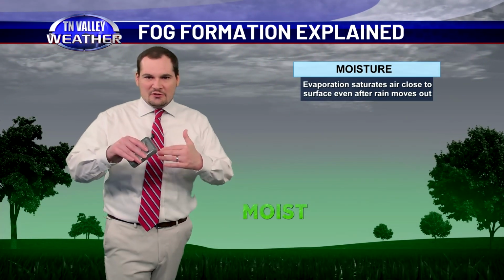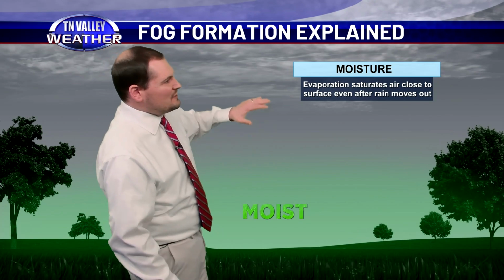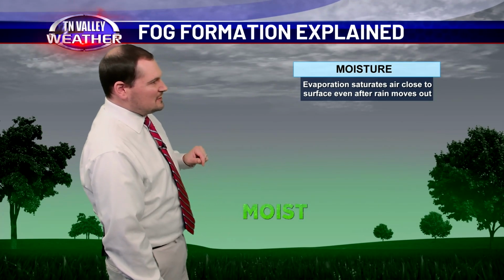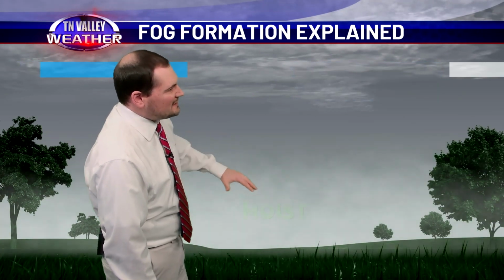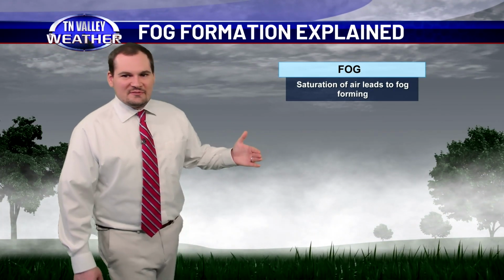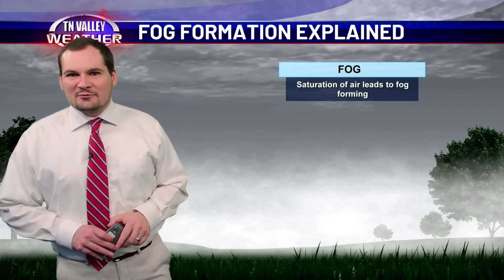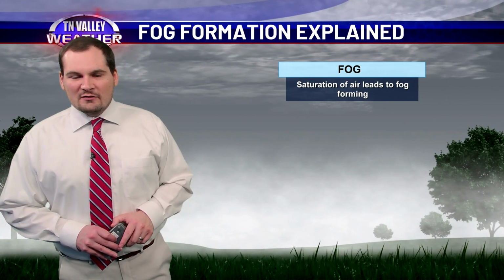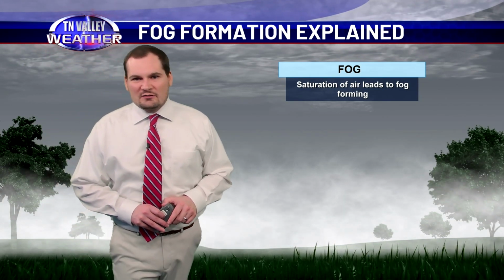So you get your temperature inversion once again. Evaporation saturates the air close to the surface even after the rain moves out. So now you got a moist air mass down here at the surface, and then all of a sudden you get some saturation that happens, and it leads to another area of fog. So that's a different type of fog that we see across our area.